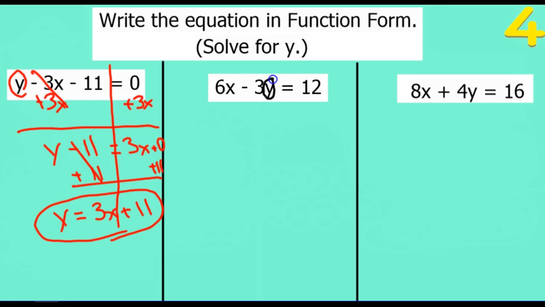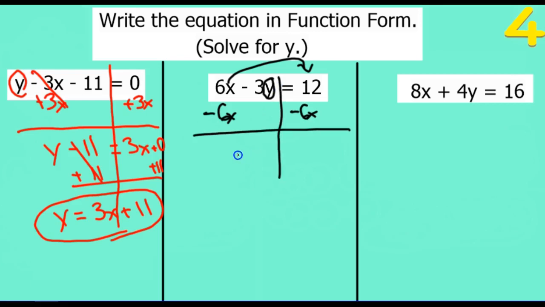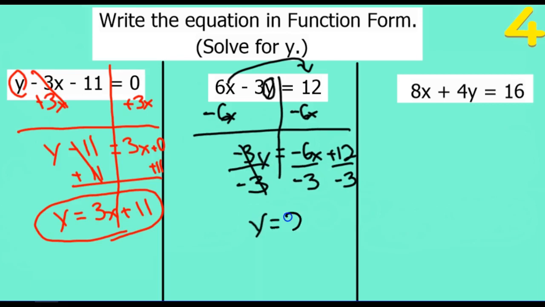Trying to get y by itself, so I'm going to move the 6x over by subtracting it. We get negative 3y equals negative 6x plus 12. Divide by negative 3. Y equals a positive 2x minus 4.